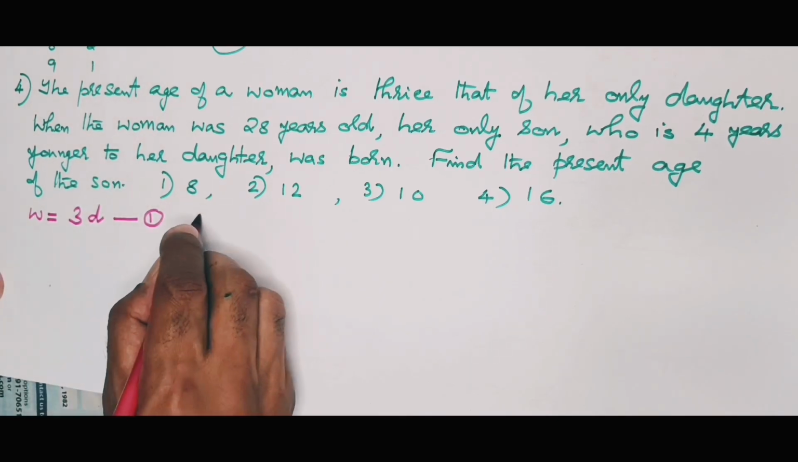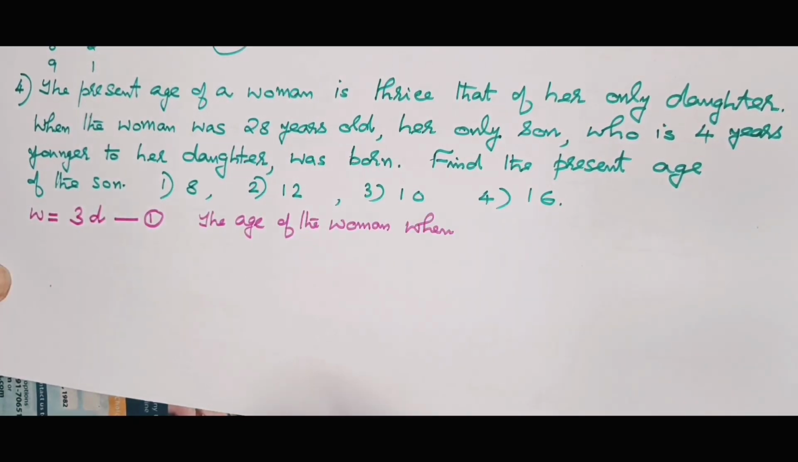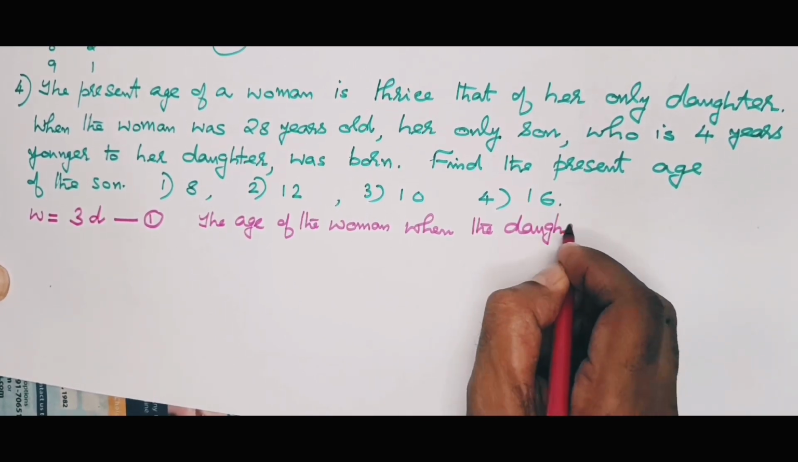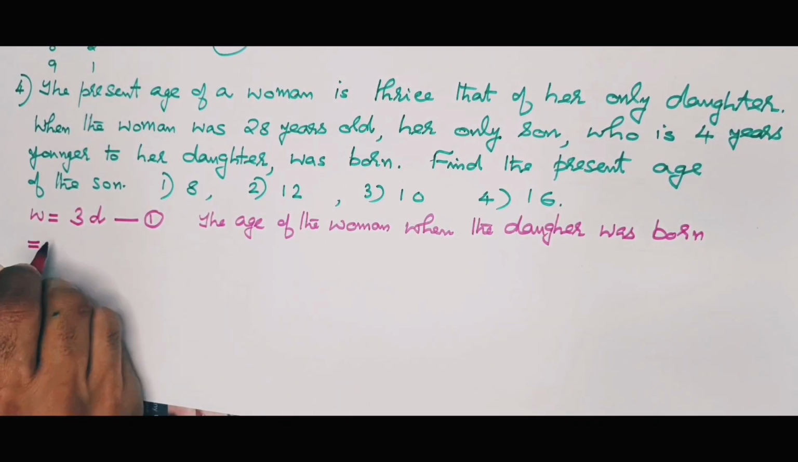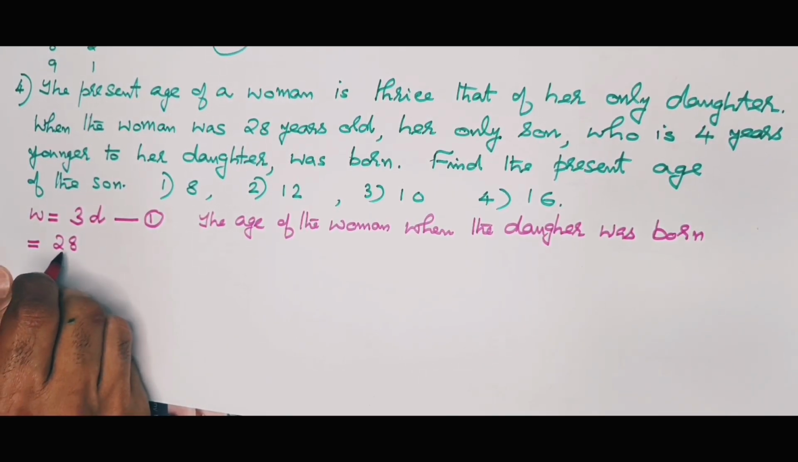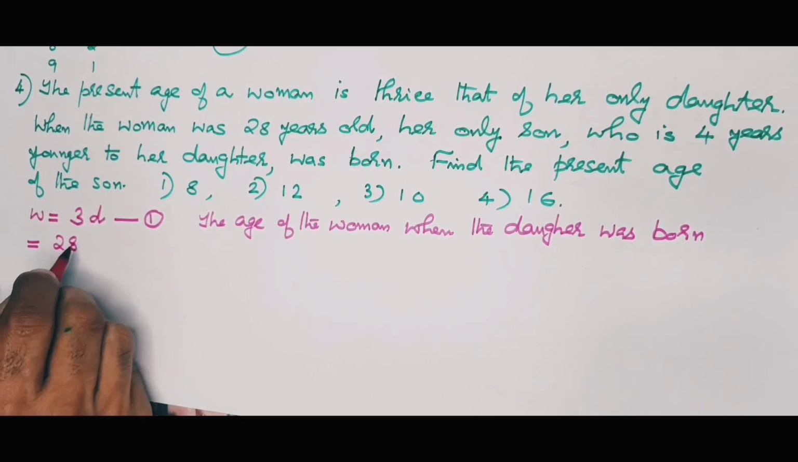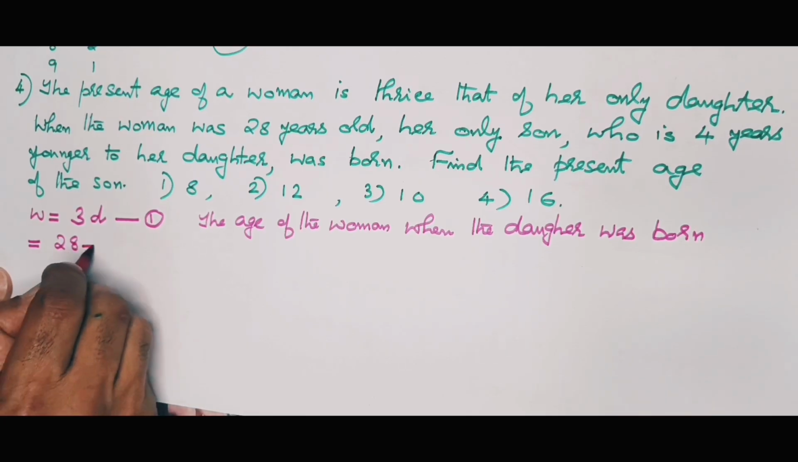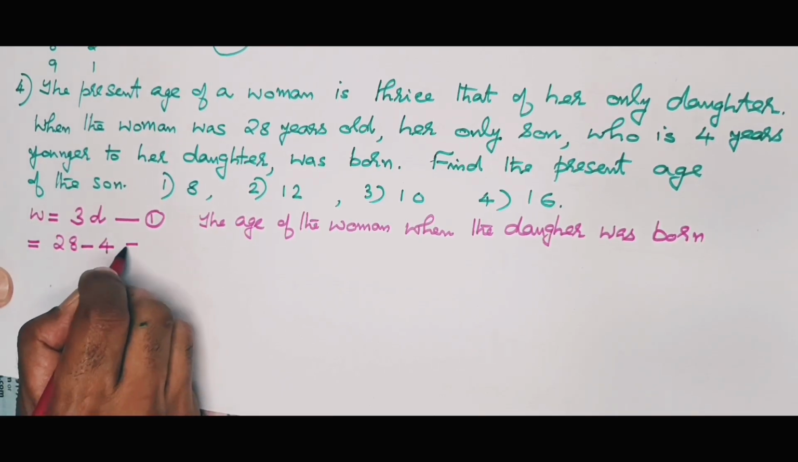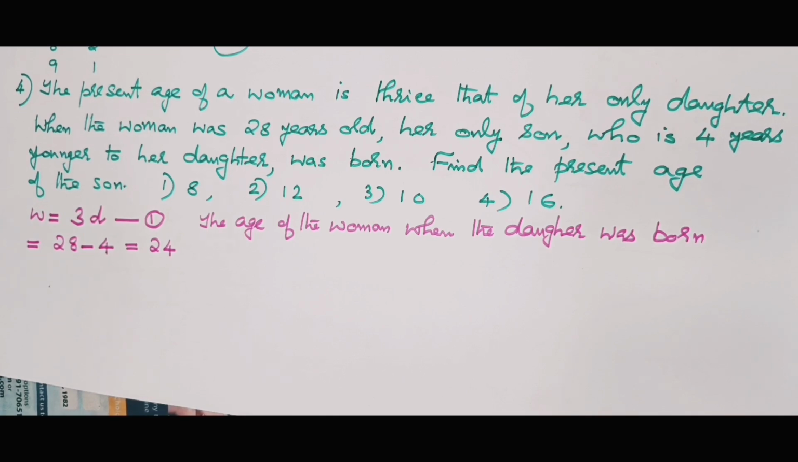So the age of the woman when the daughter was born equals 28, which is the age of the woman when the son was born, minus 4. The son is said to be younger than the daughter, so the daughter is the older one. So obviously when the daughter was born, the woman was 4 years younger than her age when the son was born. I hope you understand this. So 24 is the age of the woman when the daughter was born.